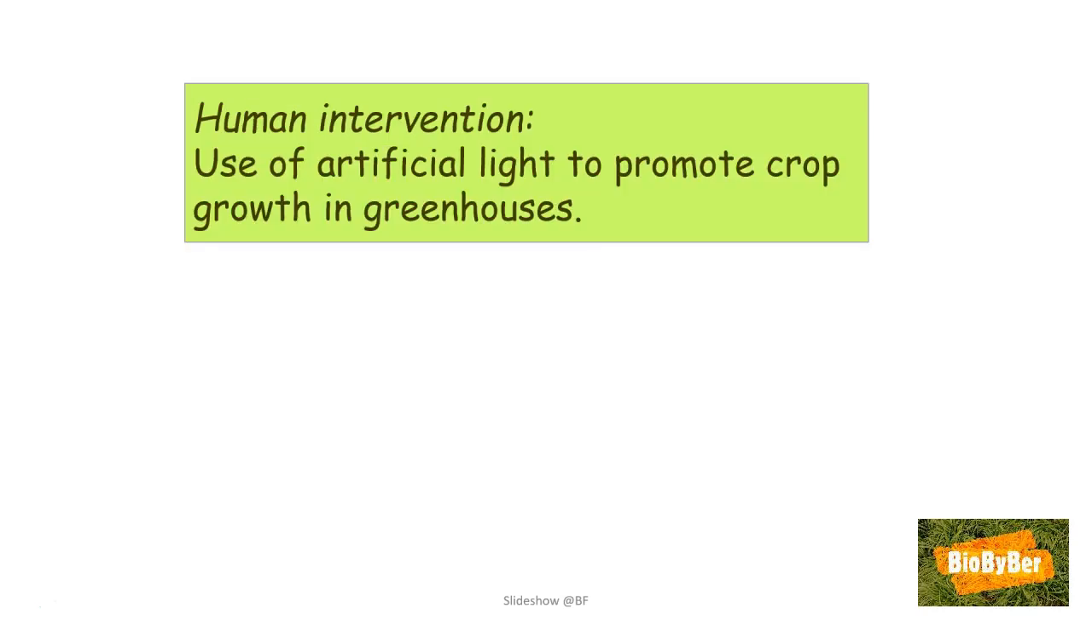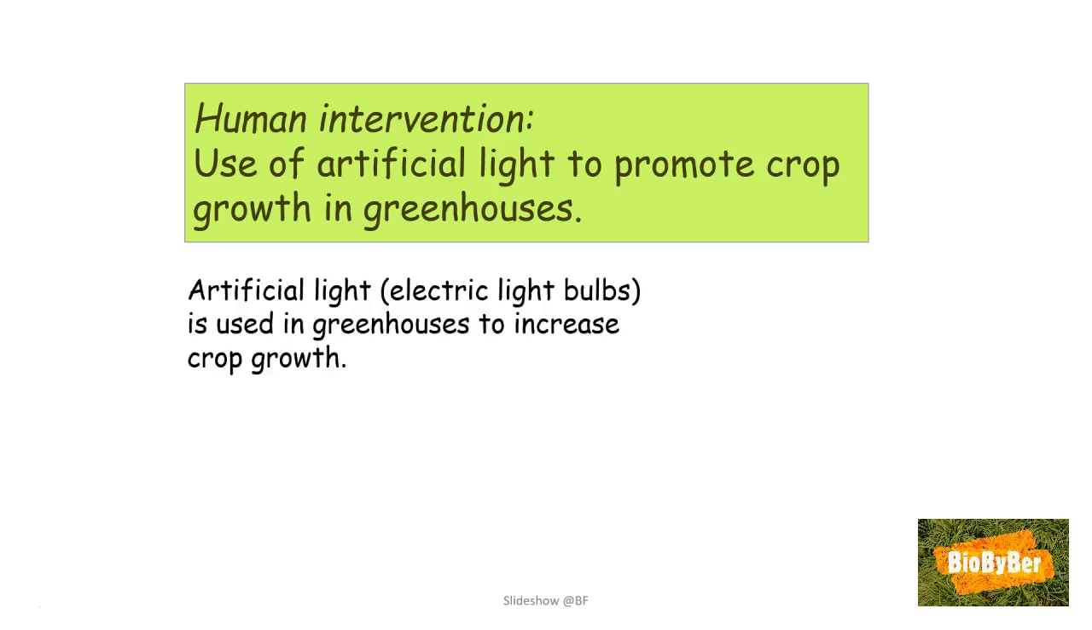Sometimes humans can intervene or interfere with the process of photosynthesis. One human intervention is the use of artificial light to promote crop growth in greenhouses. Artificial light sources like electric light bulbs can be used in greenhouses to increase crop growth. The more light there is, the more photosynthesis will go on, the more food the plant will make, and hence the more growth will take place. Therefore, we will end up with more crops.